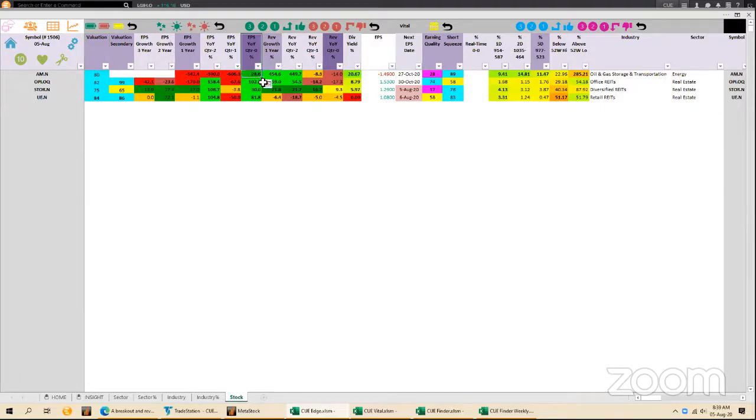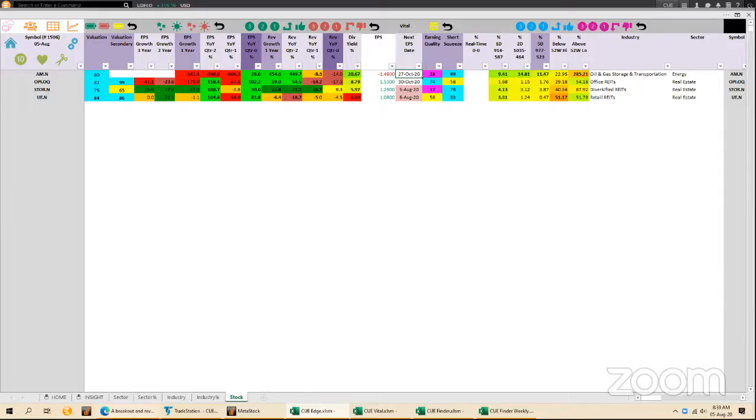great earnings growth, also has a very high dividend. If they can sustain the dividend, it is great. 20% dividend is very high. Not sure if they can sustain it or not, but earnings is over. The next earnings is on 27th October. That's a good sign. Let's look at AM.